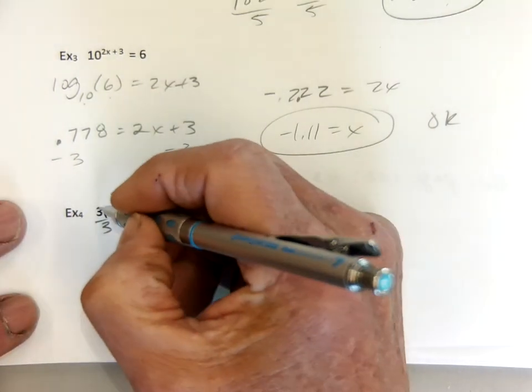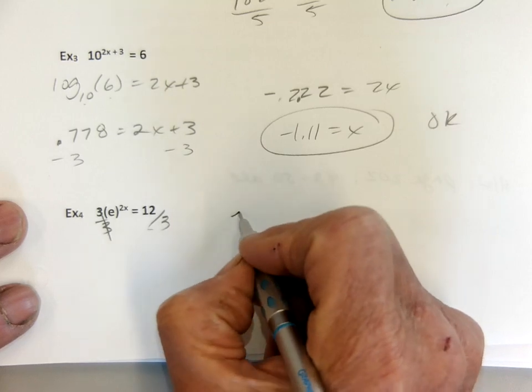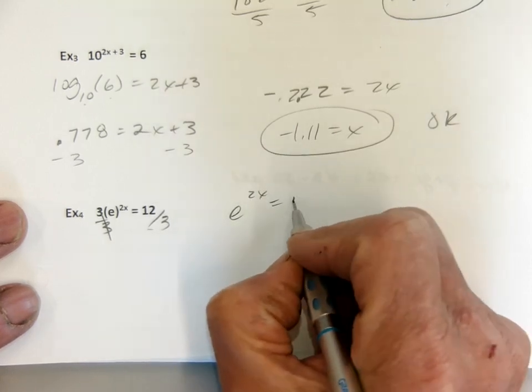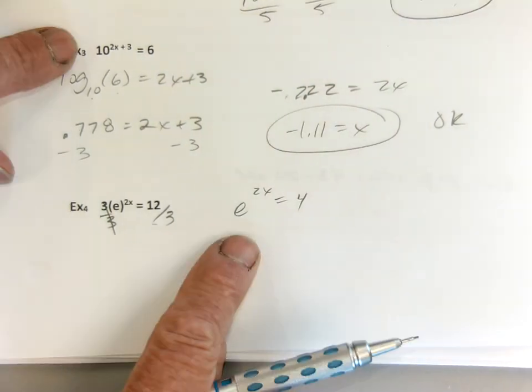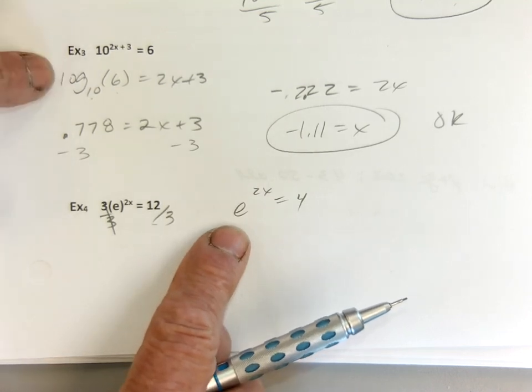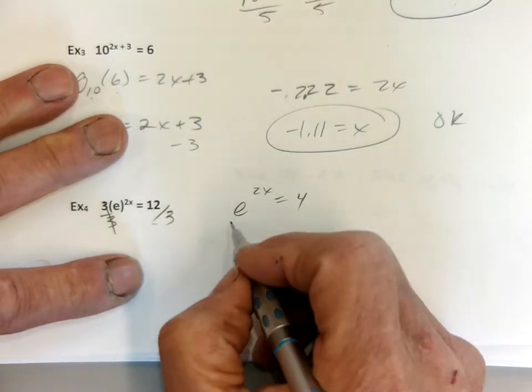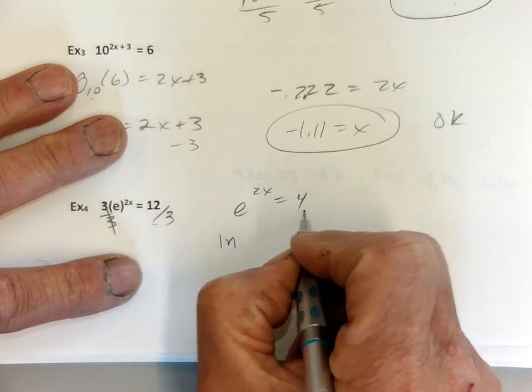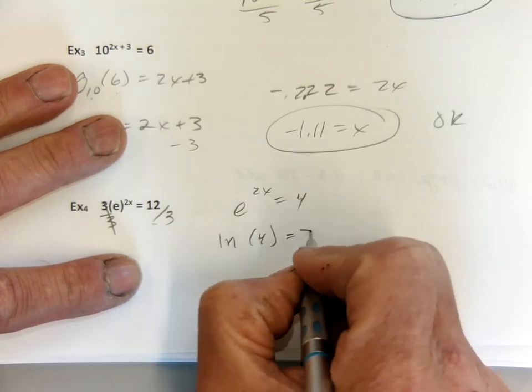Get rid of the 3. Boom, cancel it out. So I've got e to the 2x equals 4. Now, same thing. I'm going to change to log form. Instead of log base 10, we'll go log base e. So I'll go ln of 4 equals 2x.